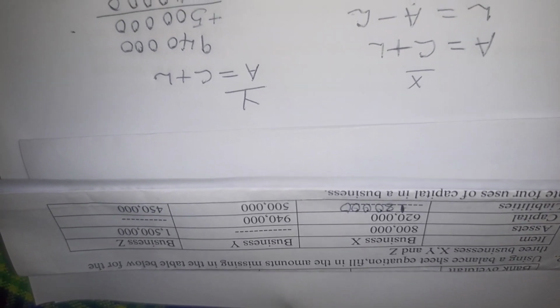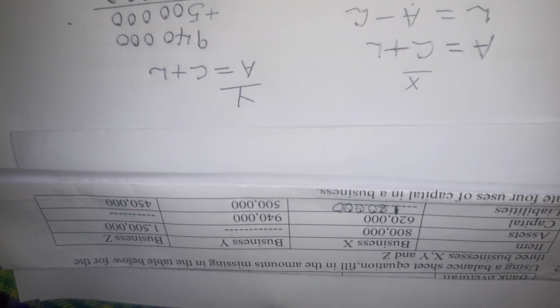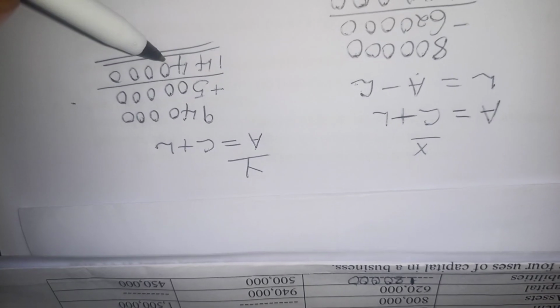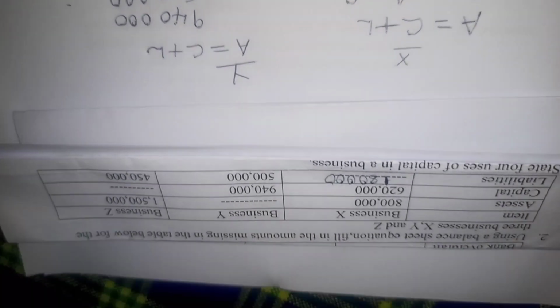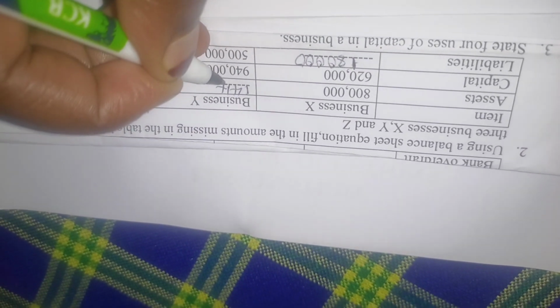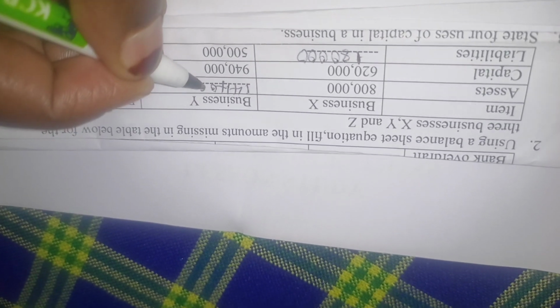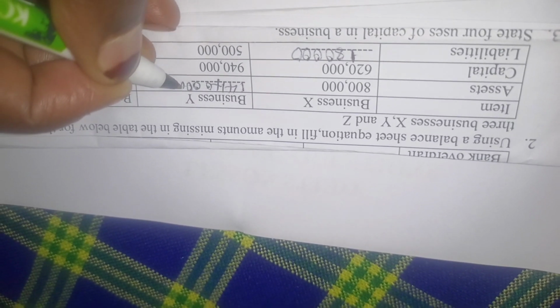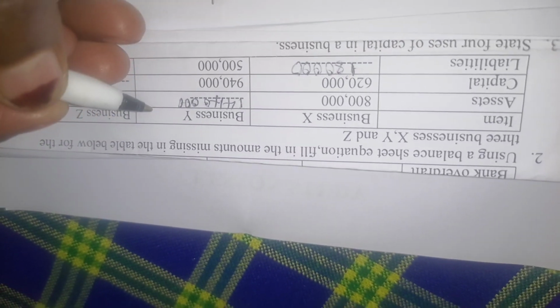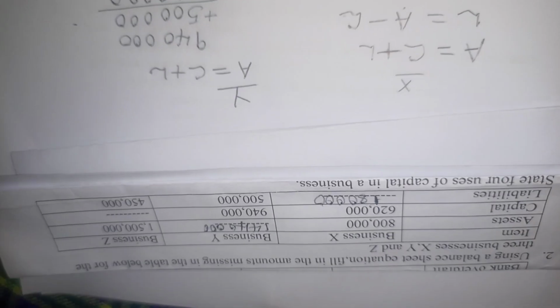0 plus 0 is 0, 4 plus 0 is 4, 9 plus 5 is 14. And therefore it means that the total assets for business Y is 1,440,000.